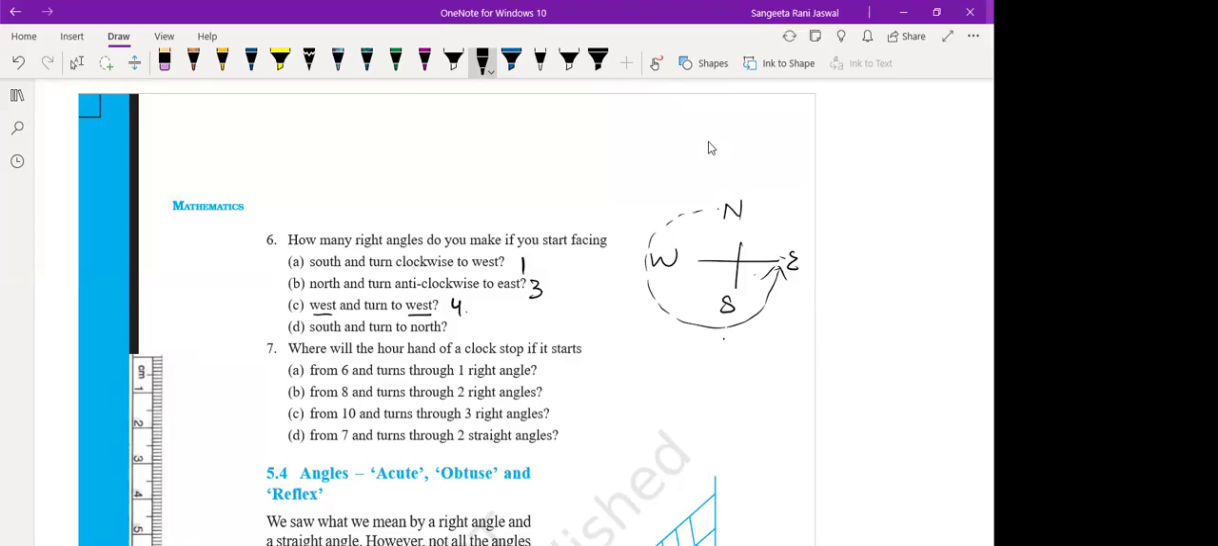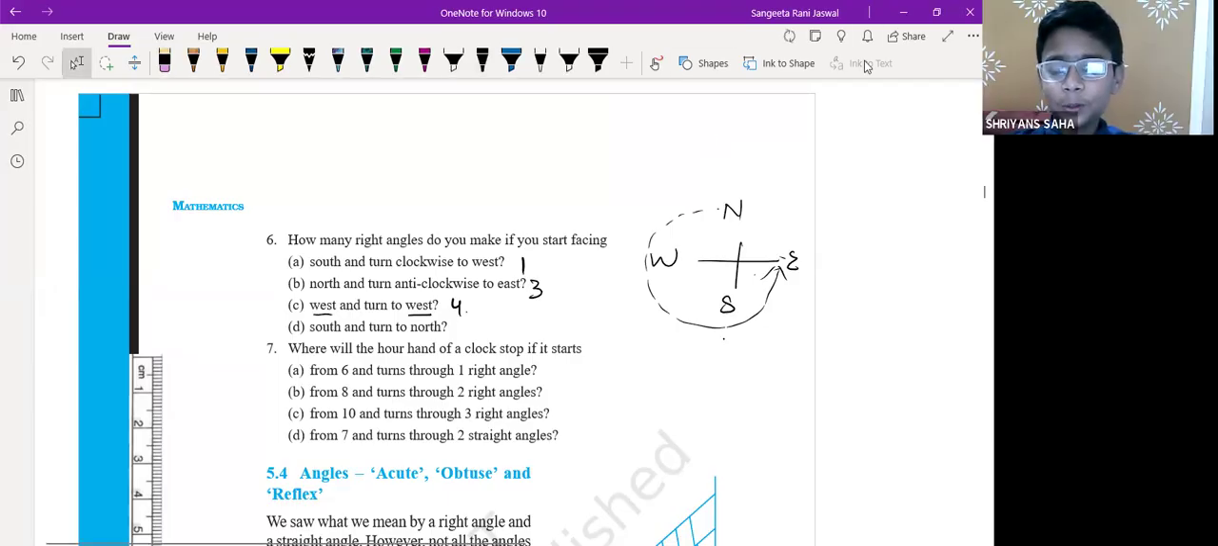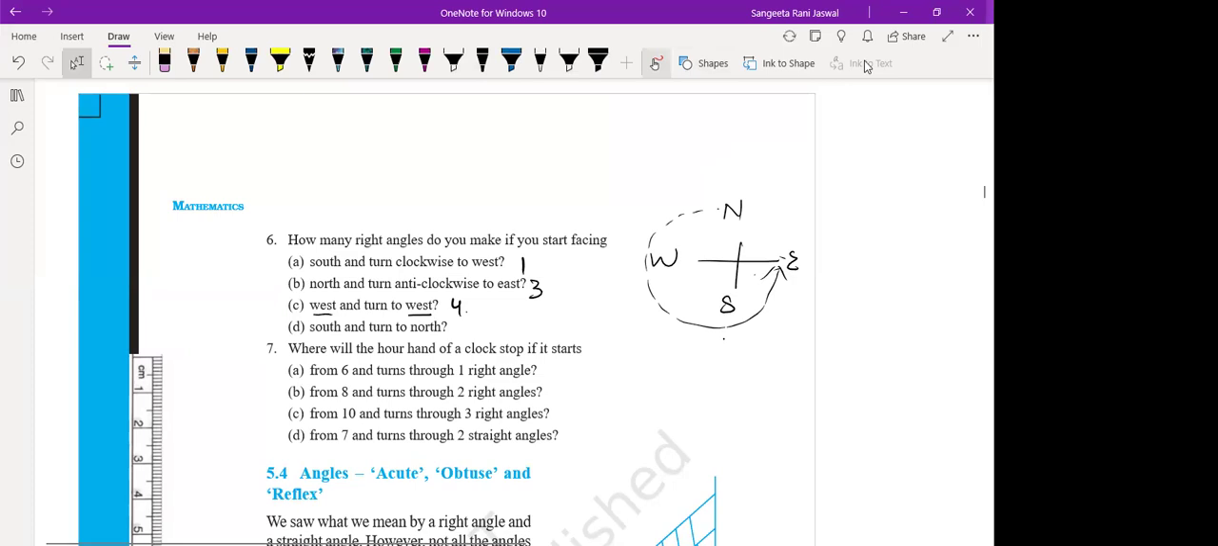Now you are facing towards the south and you turn to north. From south to north, how many right angles? 2.